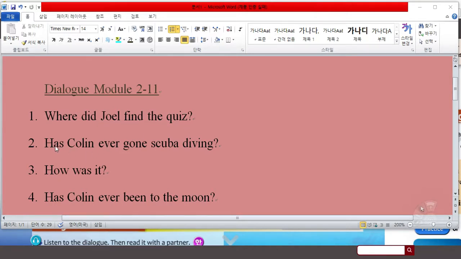Number 2, has Colin ever gone scuba diving? So we talked about, have you ever gone snowboarding? I haven't gone snowboarding. But what about Colin? Has he ever gone scuba diving in his life? It looks like the answer for number 2 is yes, because number 3 asks, how was it? So he's asked to describe the scuba diving experience. So I think the answer for number 2 is yes. Anyway, just listen and confirm that that's the answer.